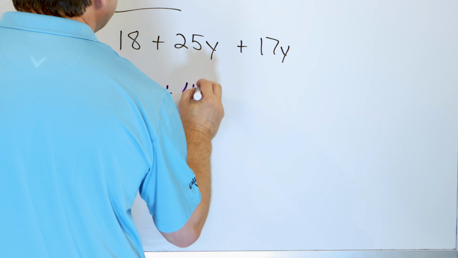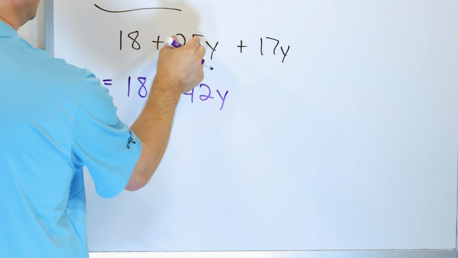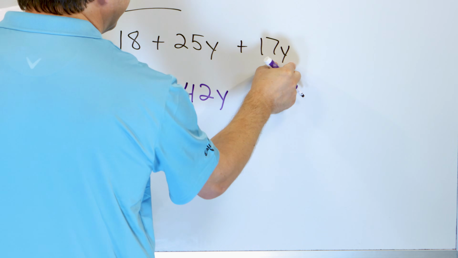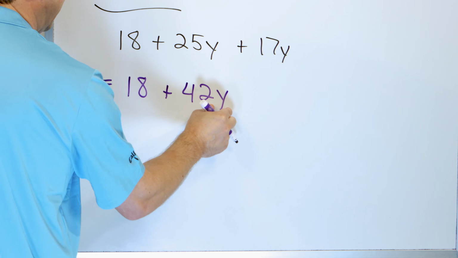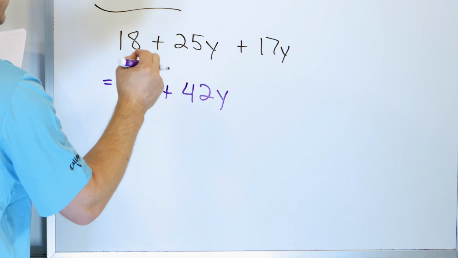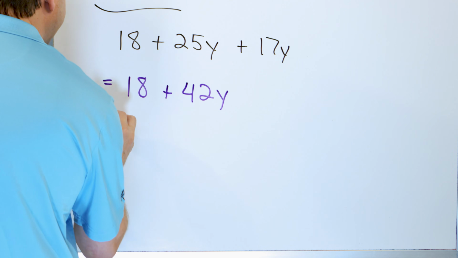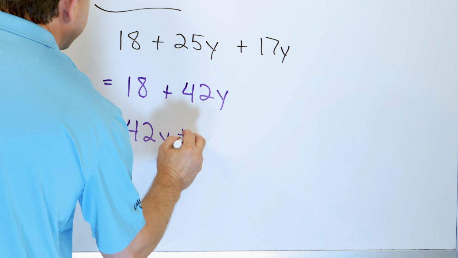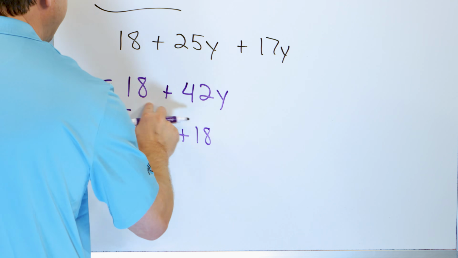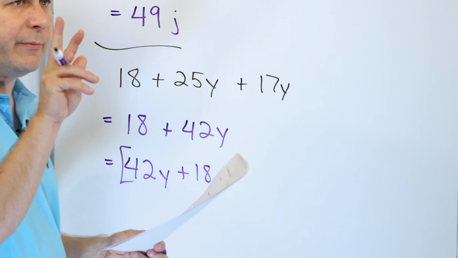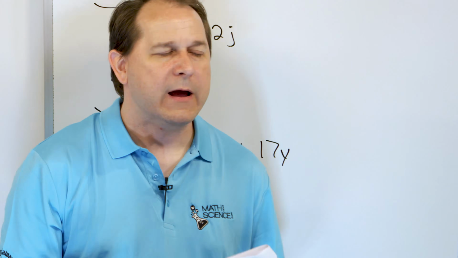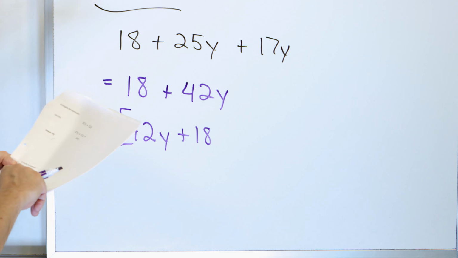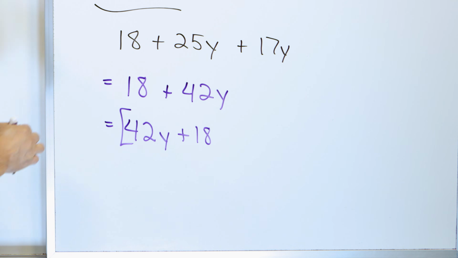So here you have 42, and you have to carry that variable with it because it's like 25 balls of yarn and then 17 more balls of yarn. So of course, when you get 42, you have to carry around the balls of yarn to tell you what it is you're talking about. Now, usually we want to write the variable term first, 42y plus 18. Either one of these answers is the same because when you add anything, it doesn't matter the order. But usually we want to write the variable term first and then any constant terms after that. So 42y plus 18.